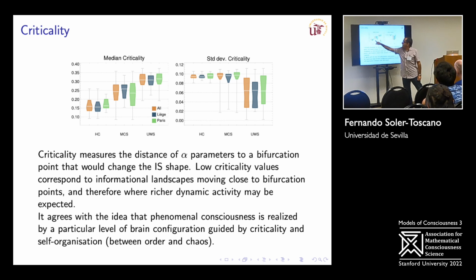Lower criticality means that the system is behaving closer to those sudden changes in the attractor, because criticality is proximity to a bifurcation. So lower criticality is closer to the bifurcation, and the result with criticality is interesting, and it agrees with the idea that consciousness is released by brain configurations that are between order and chaos.